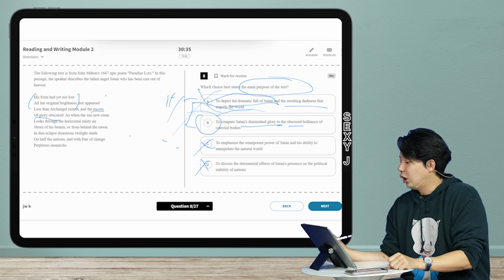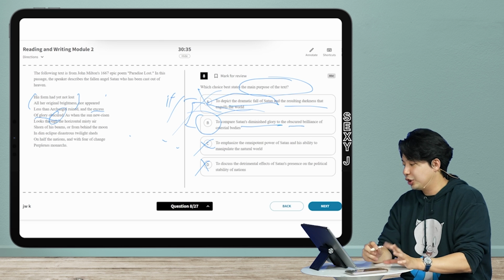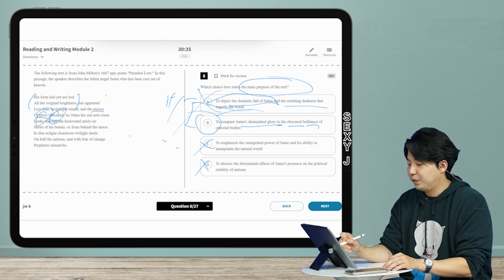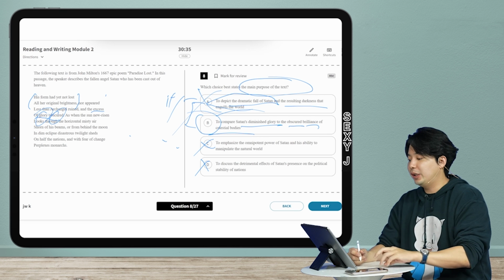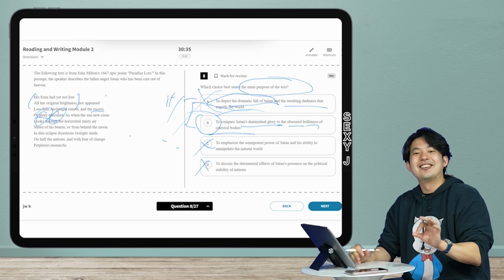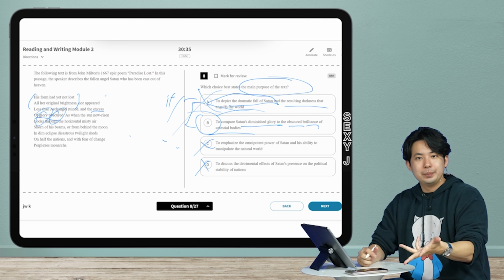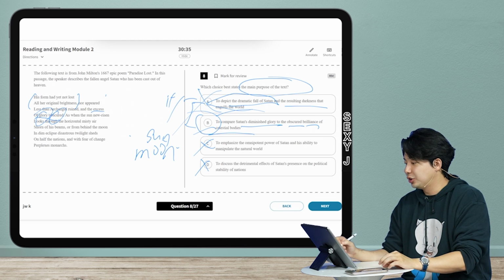Next, obscured. I literally do have the word obscured over here. That's fine. Brilliance. I have glory. Celestial bodies. This does require vocab. Anybody know what celestial means? Anybody speak Spanish? Okay, I forgot this is an actual class, right? Celestial means in the sky. Celestial bodies means sun, moon, and whatever. So that's my answer, okay?